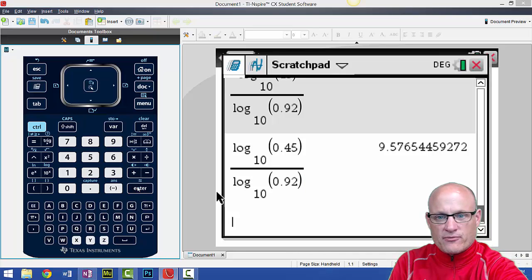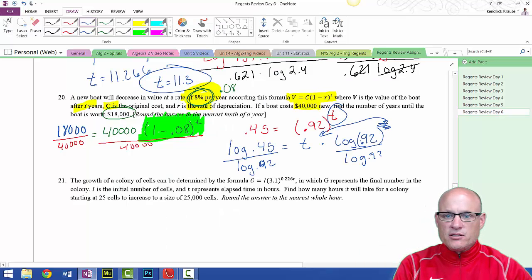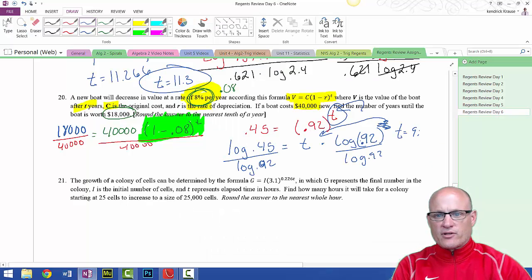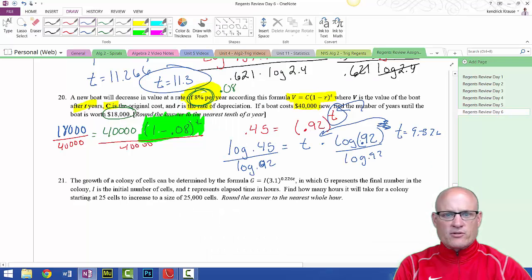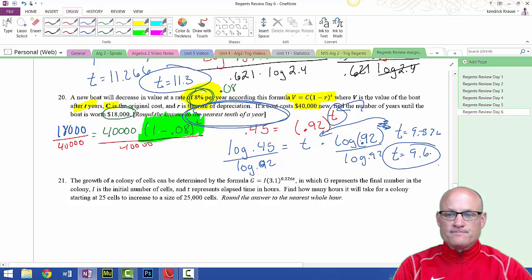I get 9.576. So T equals 9.576. Round to the nearest tenth of a year. T equals 9.6. That's it. One more.